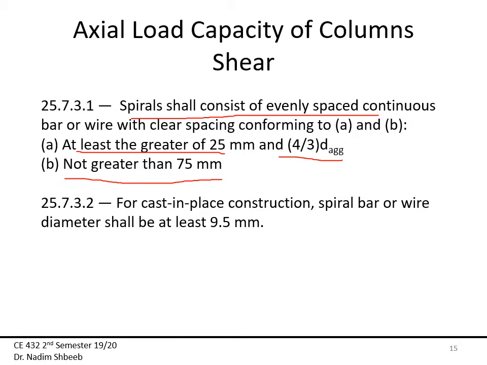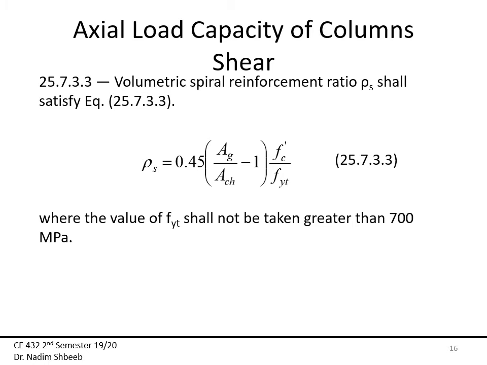For cast-in-place construction, spiral bar or wire shall be at least 9.5 millimeters. Again, I cannot use less than phi 10 in shear reinforcement for columns, whether it's a tied column or a spirally reinforced column. Okay.